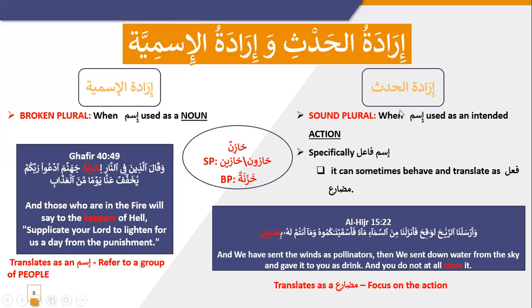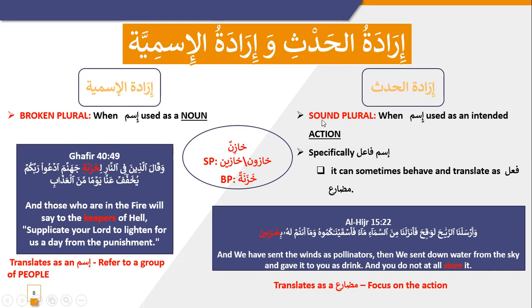Now, when you have the fu'alun pattern, what does it signify? Basically, al-kathra and abundance in action, not people. Now let's understand this. This is a bit different from iradatul hadathi. In iradatul hadathi, you are talking about the action taking place. For example, let's go back to this.